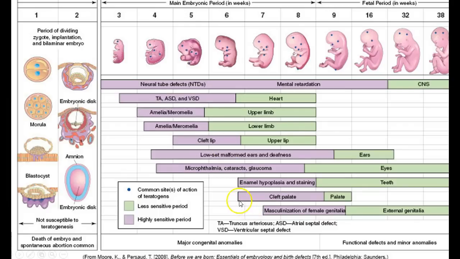Again, down here, prior to the 7 weeks or so, an insult is not going to affect genitalia. But an insult between 7 weeks and 9 weeks can, and after 9 weeks or so, it's just going to impact the external genitalia.